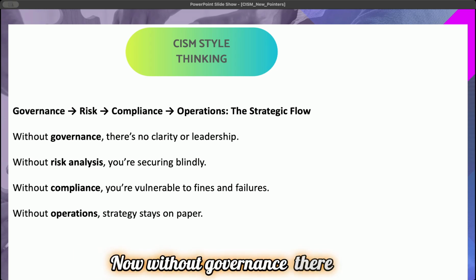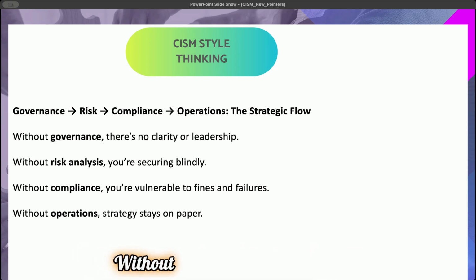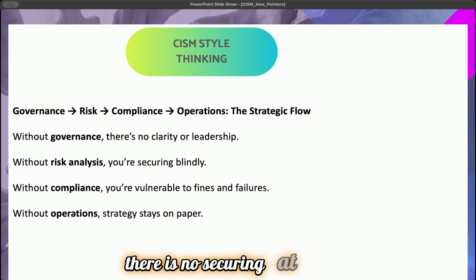Now, without governance, there is no clarity or leadership. Without risk analysis, there's no securing at all. You are just securing blindly. Without compliance, you are vulnerable to fines and failures, and without operations, strategy stays on paper.